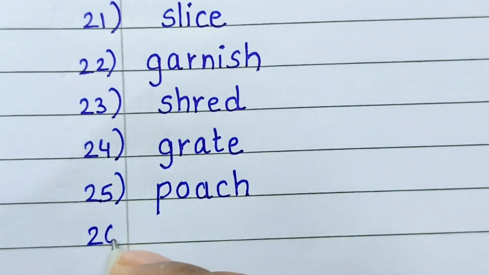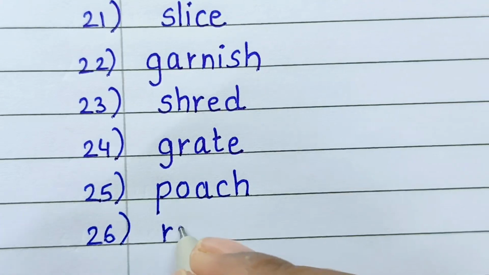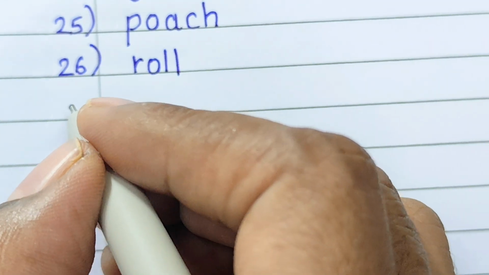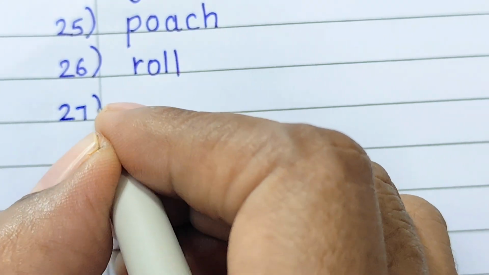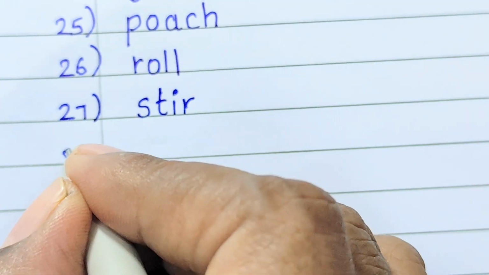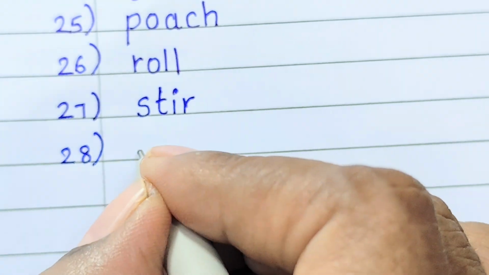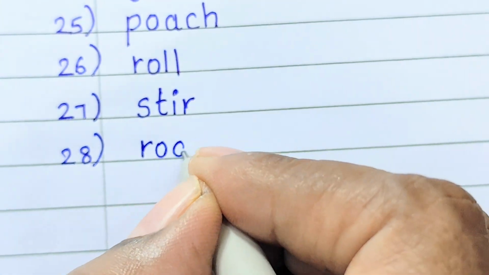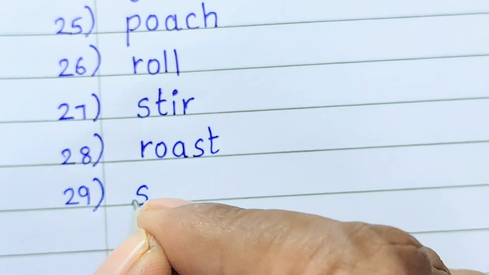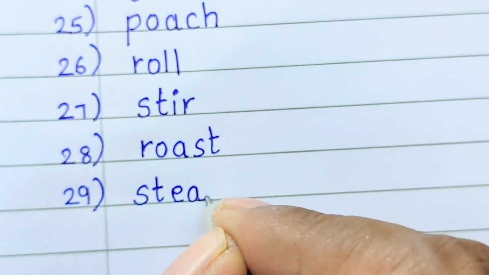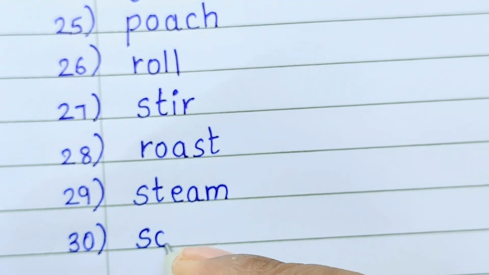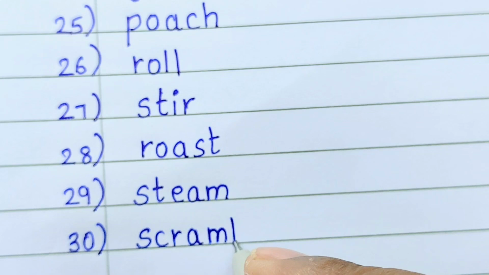Poach. 26. Roll. 27. Stir. 28. Roast. 29. Steam. 30. Scramble.